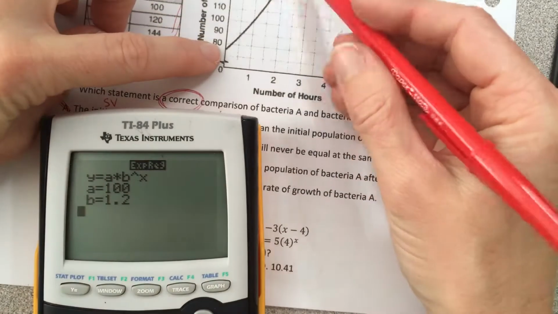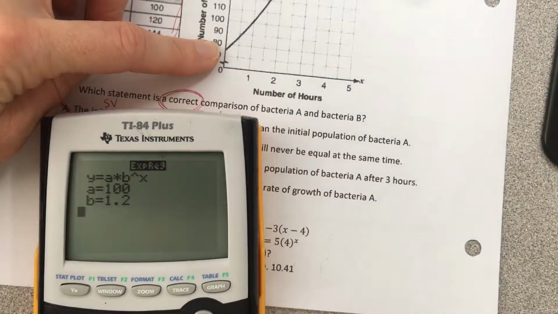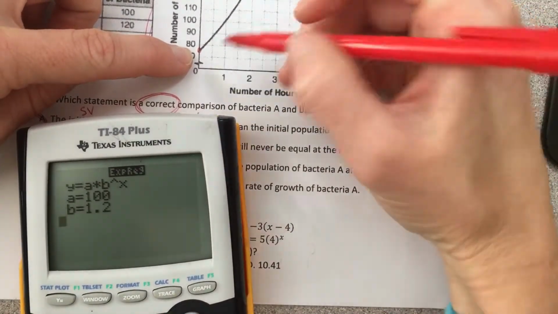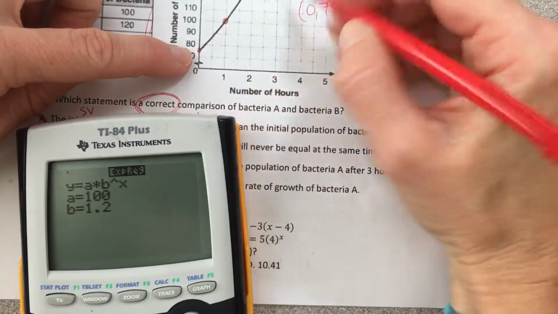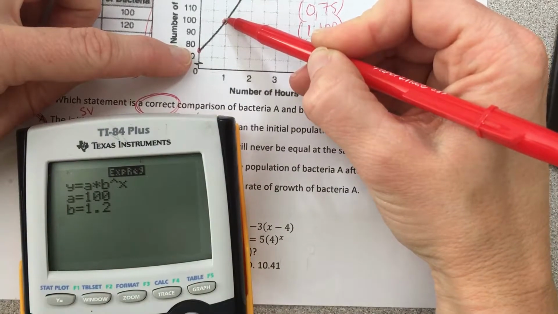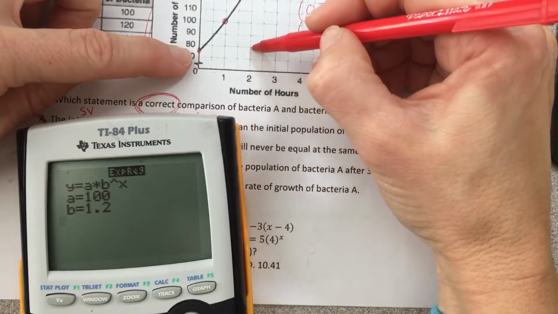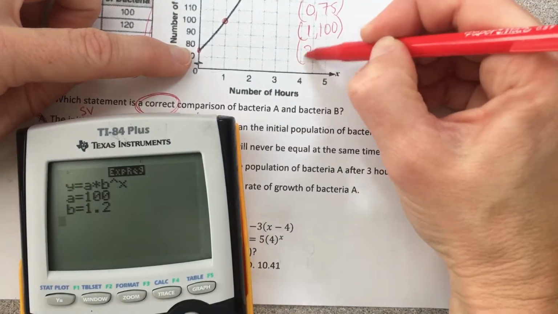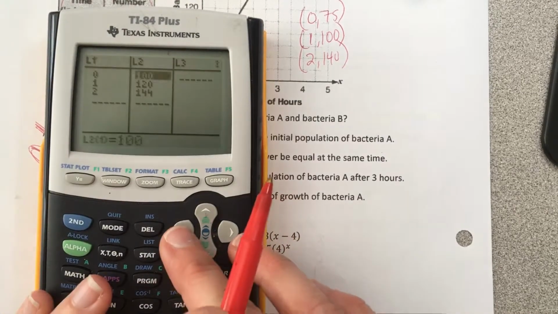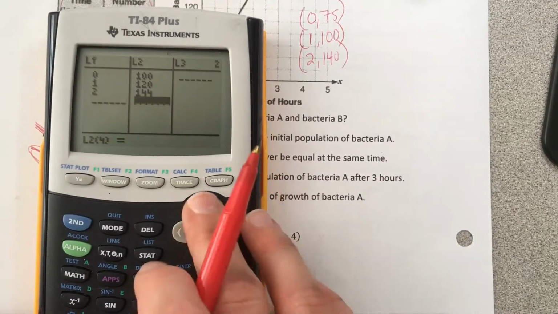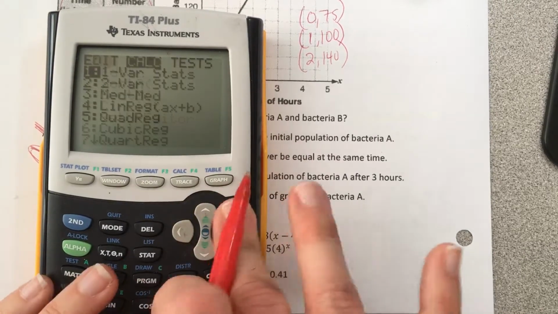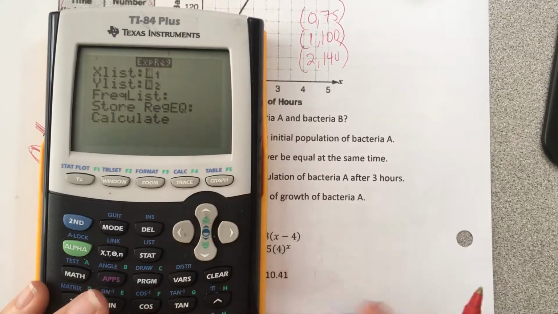Okay, for this one, we would need to pick some points to put in stat. So what is 1 point we could put in? 0.75, and let's see, it looks like it crosses there. What could I put in? I'm gonna say 1 and 100. And then 2 and 140, that's close enough. Okay, 2 and 140. All right, let's put those in stat real quick. Stat, edit, 0, 1, 2, 75, 100, and 140. And do your exponential.